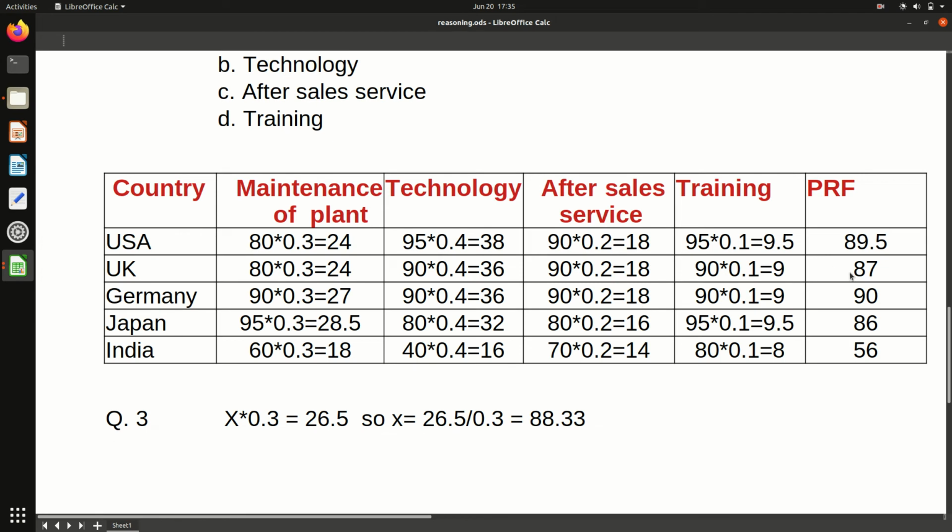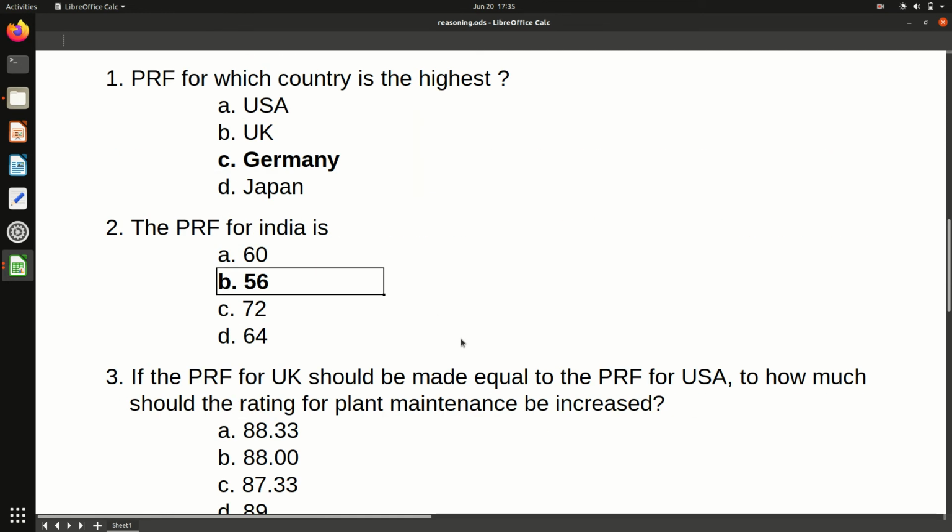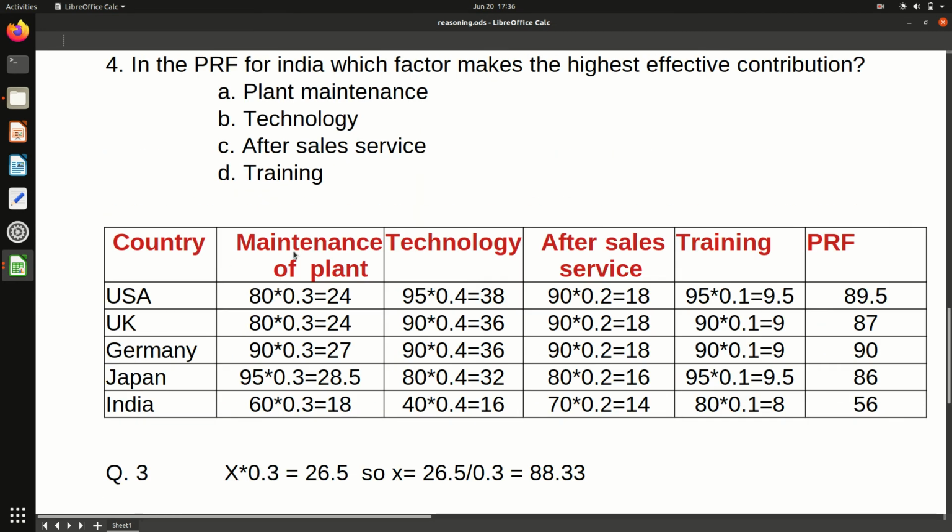Now see, if we have to make this equal, it means we have to increase the PRF of UK, and to increase it we are given that we should increase the rating for plant maintenance, which is 80 now. So we have to find how much we will increase so that the overall PRF becomes 89.5. I have solved this here. To make 87 into 89.5 we have to increase the PRF by 2.5.